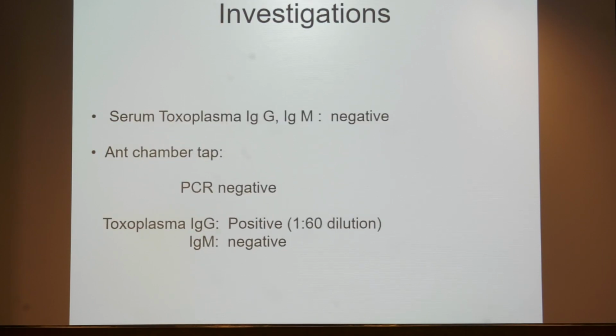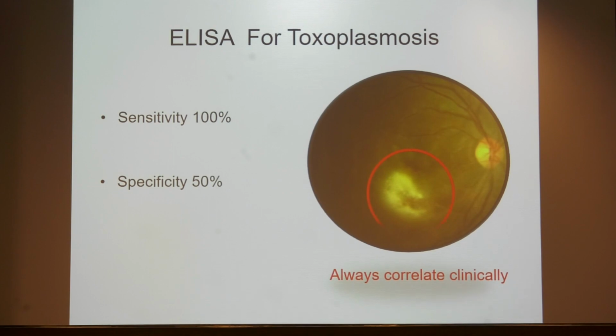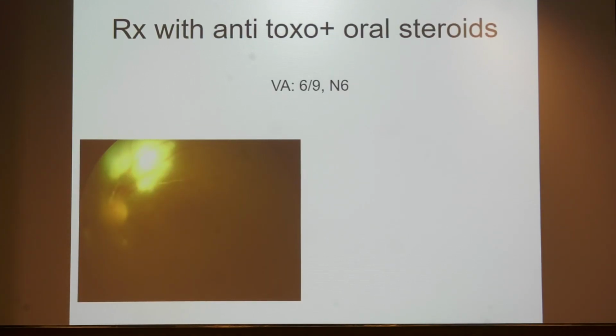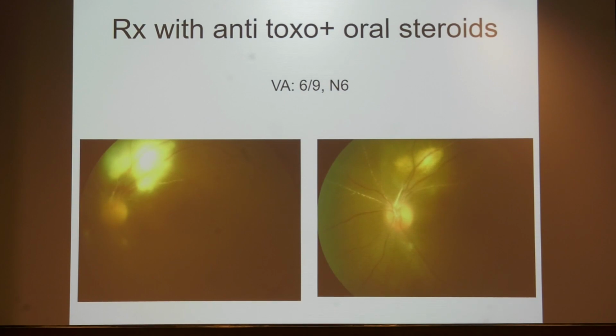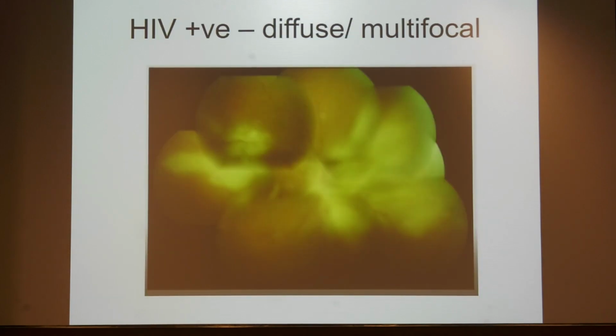But this patient tested negative for a serum ELISA. We did an anterior chamber tap where he tested negative for PCR, but he tested positive for IgG on an anterior chamber tap. So ELISA toxoplasma has got a good sensitivity, and it should be done. So this patient was treated with antitoxo and oral steroids, and the lesions resolved.